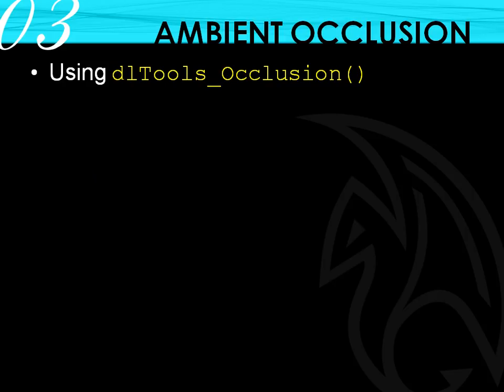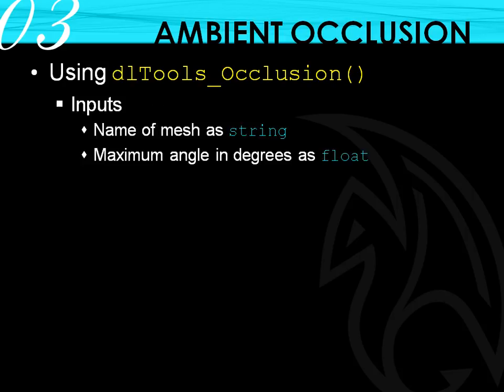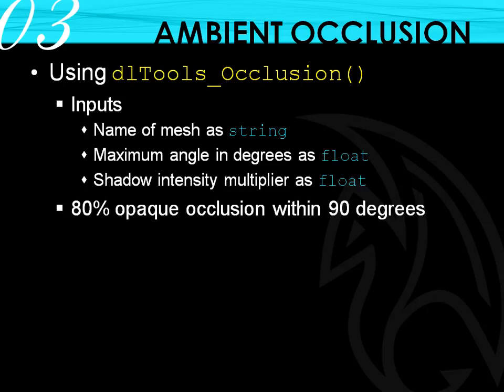So now we're going to create a final tool here called DL Tools Occlusion. And what that's going to do is allow us to create the occlusion on the mesh. So the inputs are essentially going to be, first, the name of the mesh as a string, the maximum angle in degrees as a float, so the maximum angle at which we want to start creating ambient occlusion on the mesh, and then the shadow intensity multiplier, so it's going to allow us to make the shadow more intense or less intense.